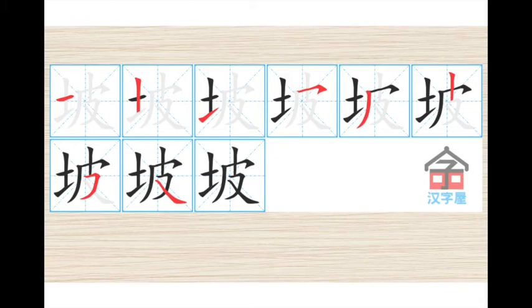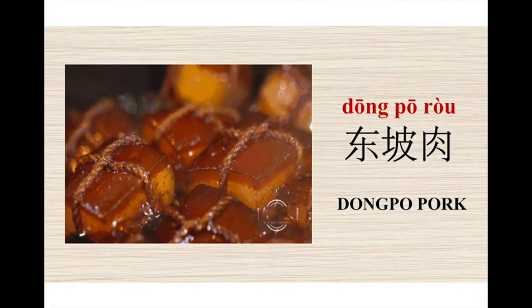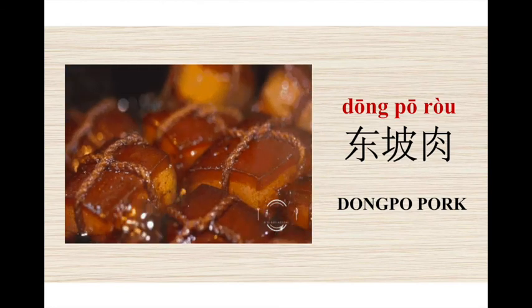1, 2, 3, 4, 5, 6, 7, 8. Have you finished? This Chinese character has 8 strokes. One more question: how do you say this character in Mandarin? Yes, good, it's 坡. How do you say the dish name? Yes, it's Dongpo Pork. In Mandarin it is 东坡肉.